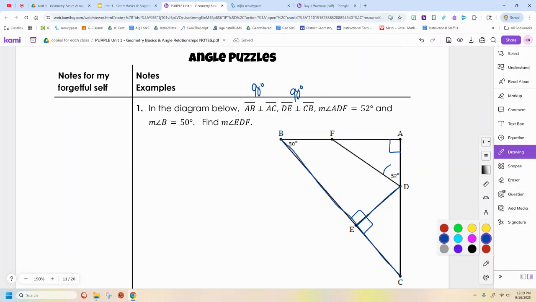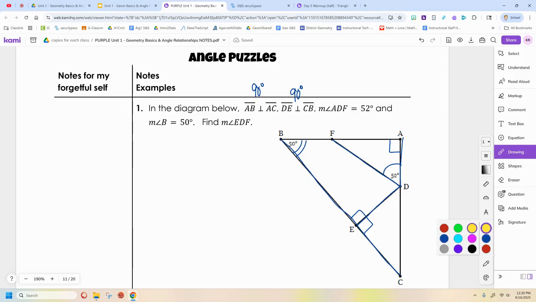Okay, I'm finding it. There's the 52. So now ADF, do you see how the angle is framed by those two sides. And angle B is 50 degrees. Okay. Find the measure of angle EDF. Find that angle, put a star there, and then see if you're going to match me. Find EDF.